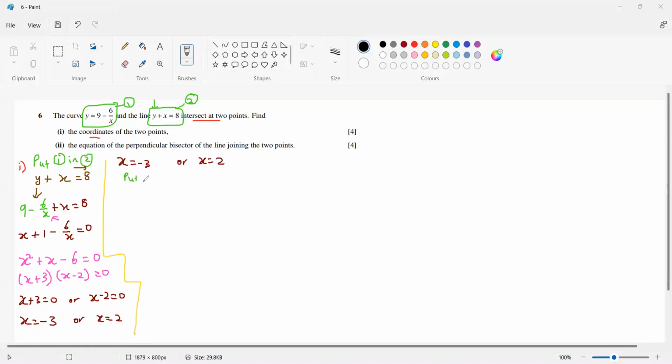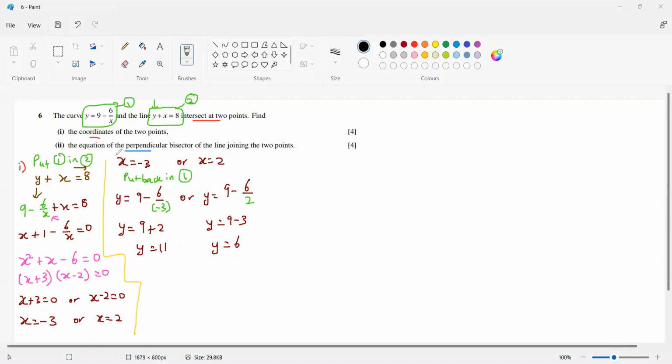Put back in which equation? Put back in equation 1. We take the easy equation because it's readily in the format of y equals something. So y equals 9 minus 6 over x. So the over x part means this is negative 3 and this is 2. Just to highlight that, I change the color. Okay, let's calculate both of these. So this becomes 9, negative is plus, 6 over 3 is 2. This is 9 minus 6 over 2 is 3. So y equals 11 here and y equals 6 here.